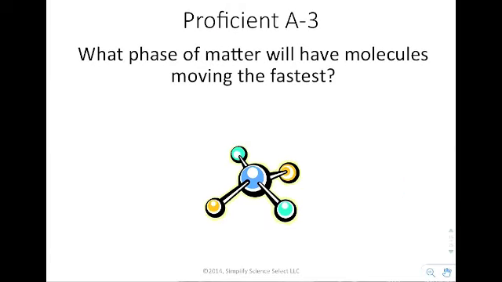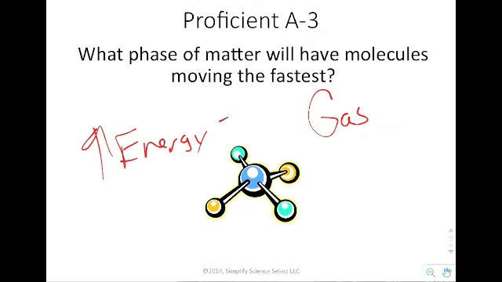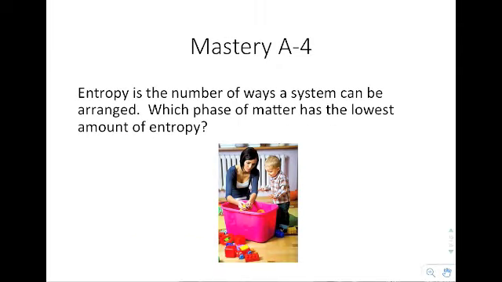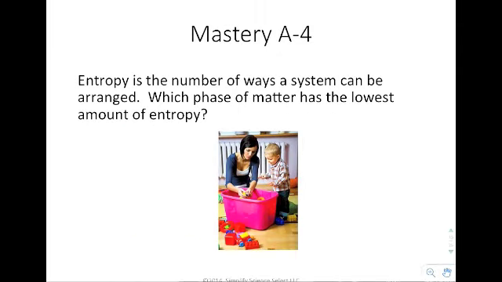What phase of matter will have molecules moving the fastest? And that is the gas phase. Okay, gas is where they're moving the fastest because they have more energy. More energy equals faster movement. And they're also free to move about more space, so they can occupy more space as well. Okay, entropy is the number of ways that a system can be arranged. Which phase of matter has the lowest amount of entropy?